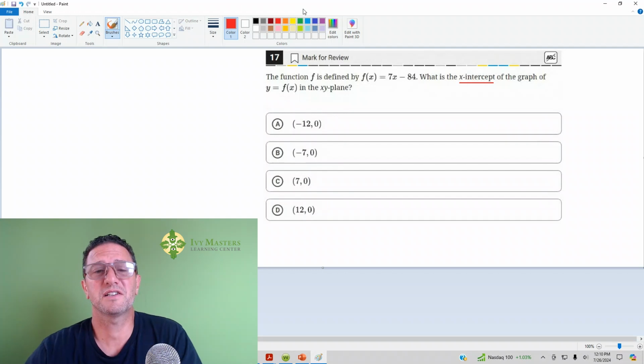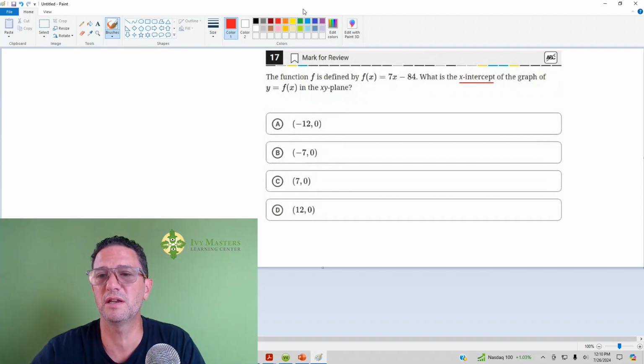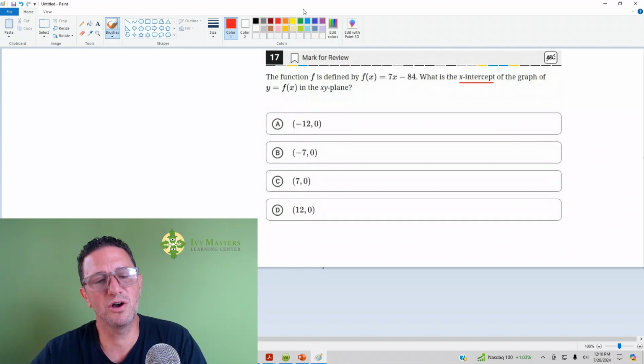from Digital SAT Test 2, Module 2B. Number 17 reads, function f is defined by f of x equals 7x minus 84. What is the x-intercept of the graph y equals f of x in the xy plane? So what do you need to know? You need to know that the x-intercept is where the line meets the x-axis. As long as you know that, it's a very simple solution.